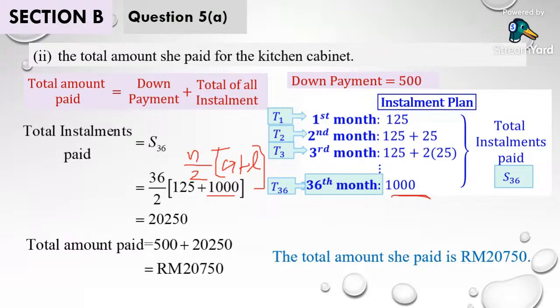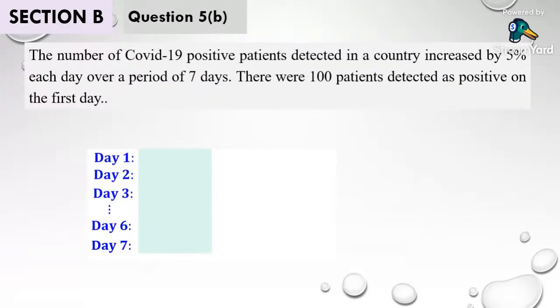Okay, next, go on. B: the number of COVID-19 positive patients detected in the country increased by 5% each day over a period of 7 days. So this increment of 5% is only valid for 7 days saja. Kalau hari ke-8, ke-9 masih lagi increase 5% ke tidak? Tak tahu. Tak ada information. Because the question just mentioned untuk 7 hari ini saja.